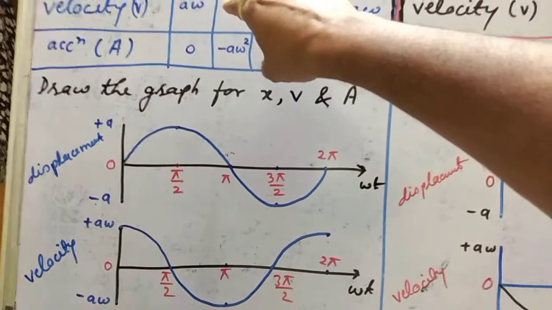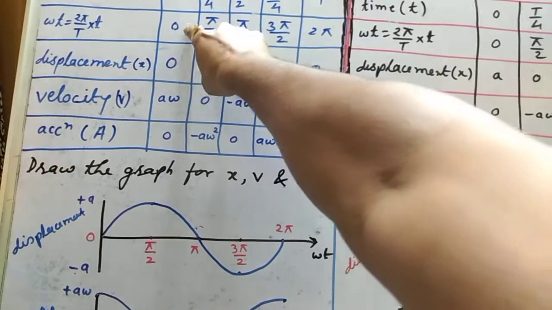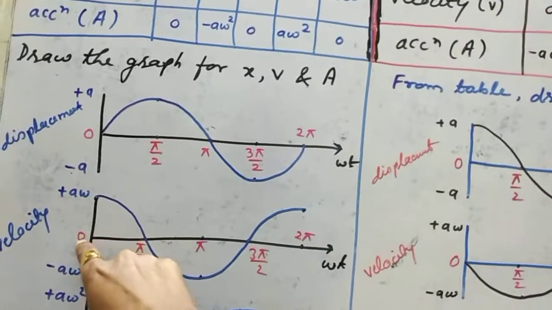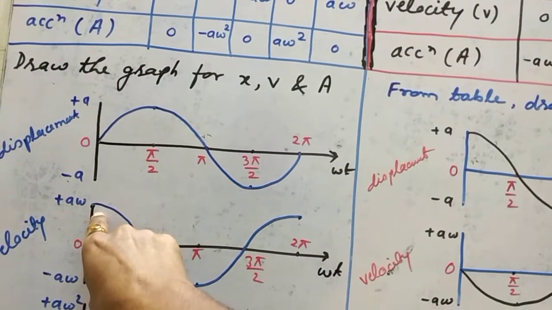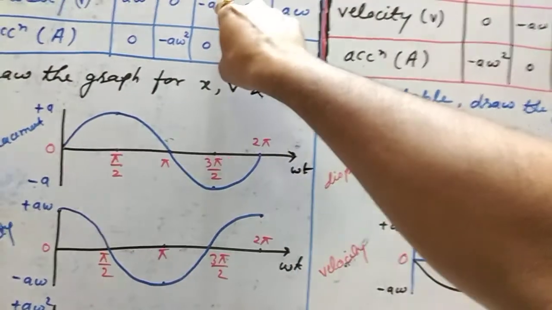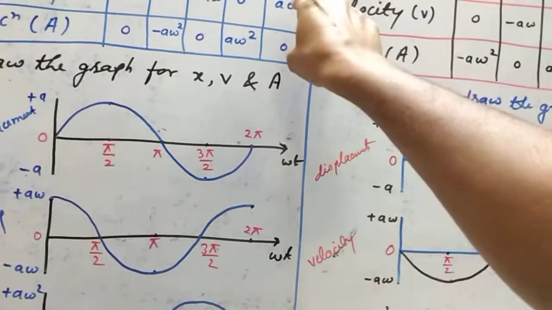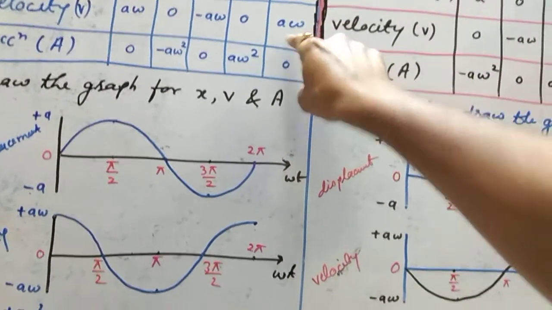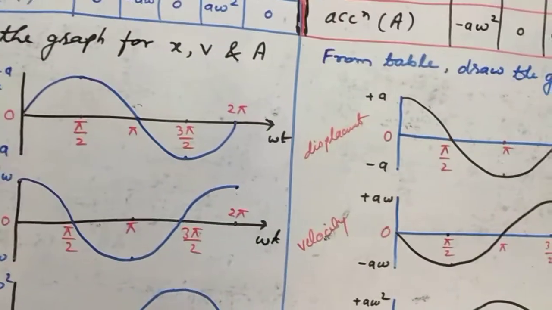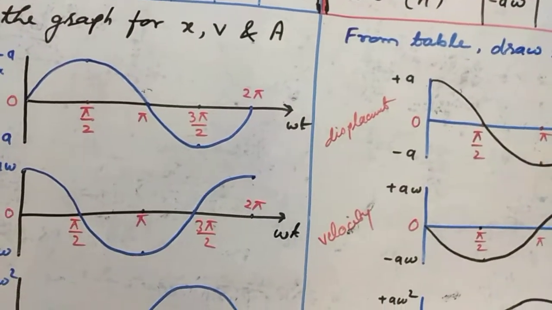Similarly for velocity, from this table at 0 angle the velocity is maximum, that is a omega. For pi by 2 it is 0, for pi it is minus a omega, for 3 pi by 2 it is 0, and for 2 pi it is a omega. When we join the points, the nature of the curve is obtained in this way. So this is the graphical representation for velocity.